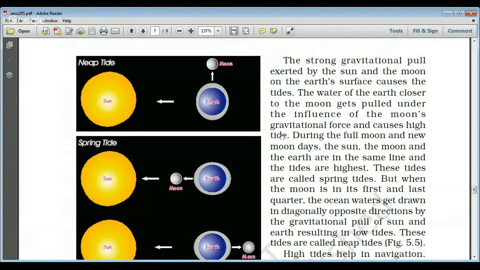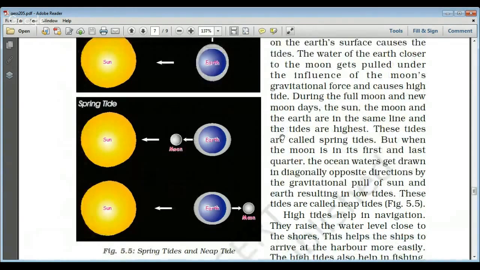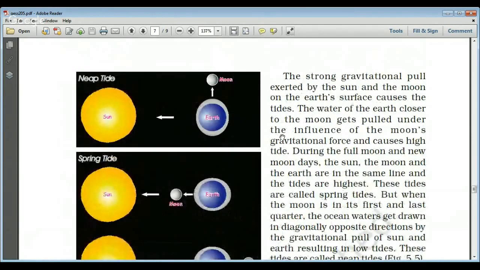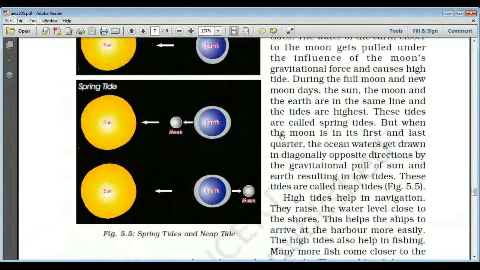There are two types of tides, neap tide and spring tide. Spring tide happens on the new moon and full moon, and neap tide happens on the other moon days. See, the water of the earth gets pulled closer to the moon under the influence of the moon's gravitational force, and causes high tide. And during full moon and new moon days, the sun, moon, and earth are in the same line, and therefore these tides are highest, and these tides are known as spring tides.